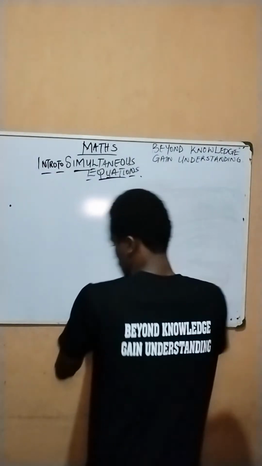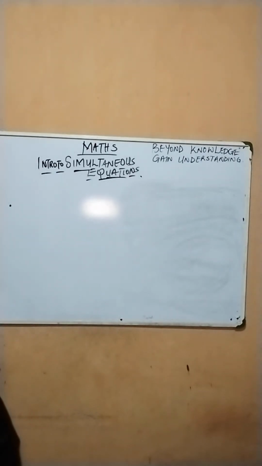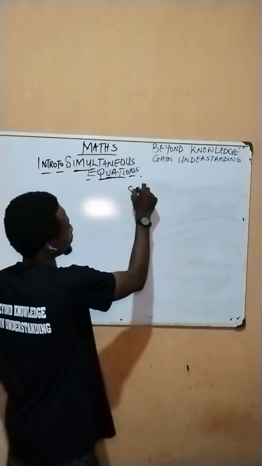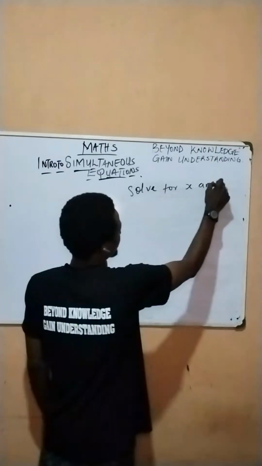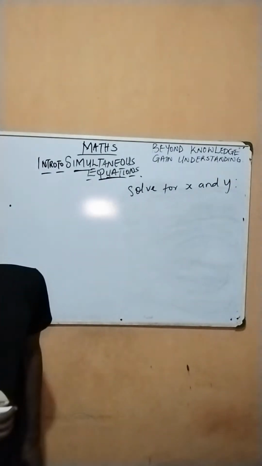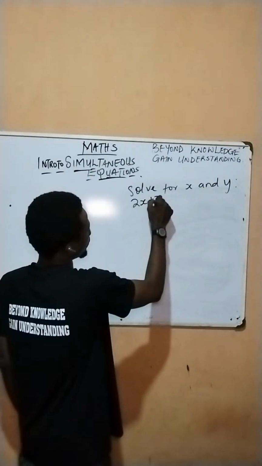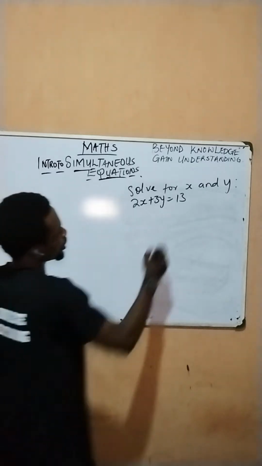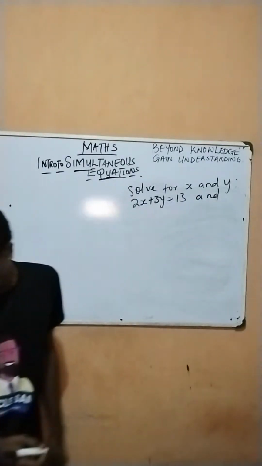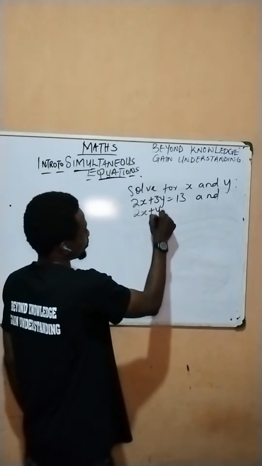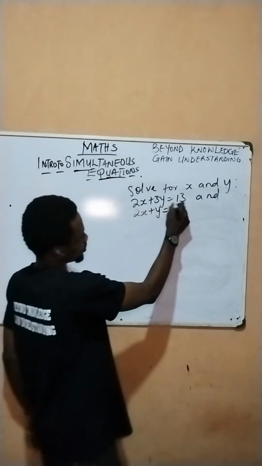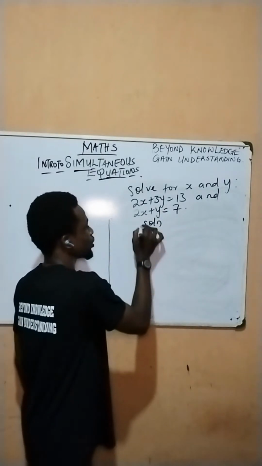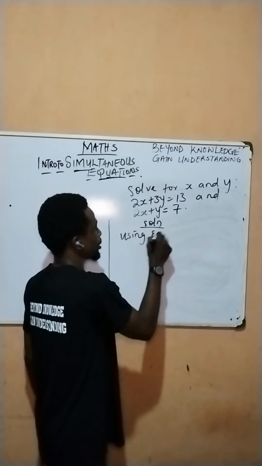So let's go into solving question using the elimination method. As we solve the elimination method, we're going to be explaining it on the way. So solve for x and y in the following equation: 2x plus 3y equals to 13, and 2x plus y equal to 7. This is the example that I wrote up originally. Solution. Let's go and solve this together. Now we're going to be using elimination method.